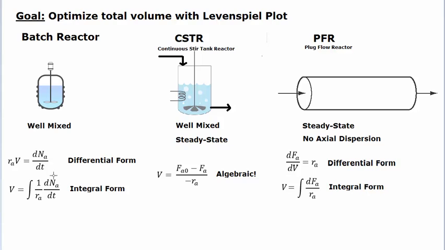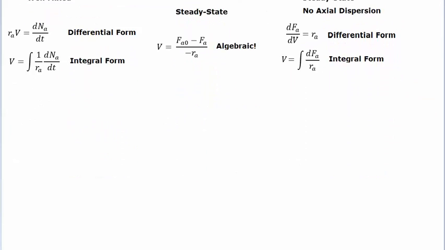In a batch system, we generally look at N sub A, which is just the moles, and in a flow system, we look at the flows, the moles per time. So in the batch system, you'll see this N, and in the flow systems, you'll see this F. Let's talk a little bit about what conversion means and why we care about conversion.